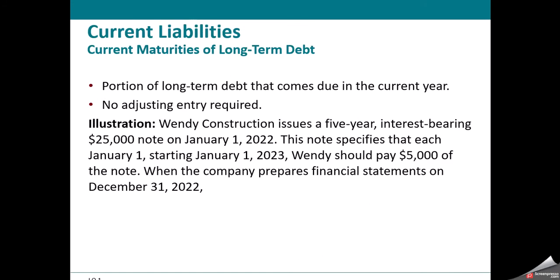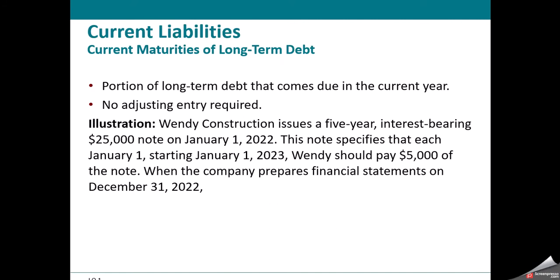Then we get into current liabilities that are just current portions of our long-term debt. So possibly we have a long-term note or a mortgage payable or a loan or something like that where we're going to make payments on it over 5 years, but there's a piece of it that's due in the upcoming year. So there's a piece of that long-term debt that would be current.